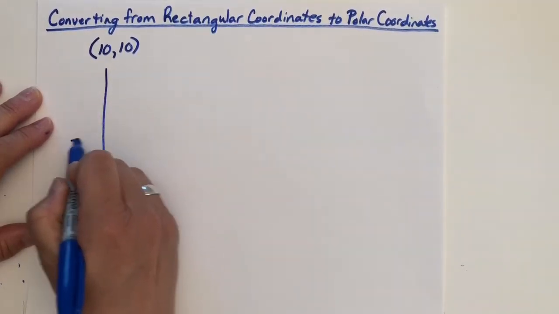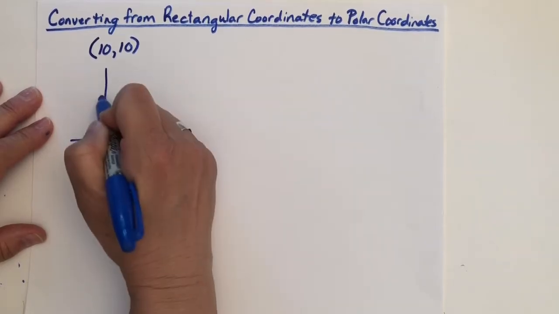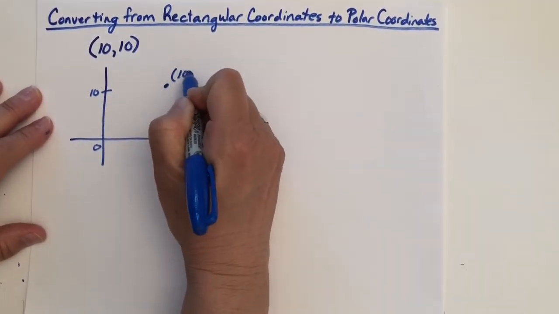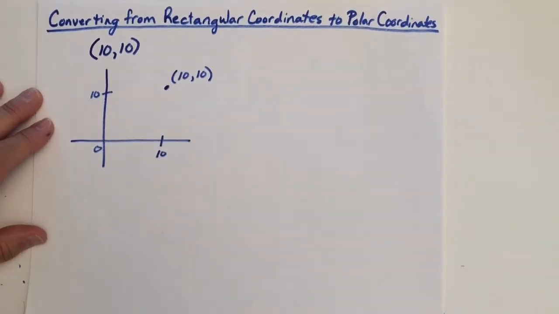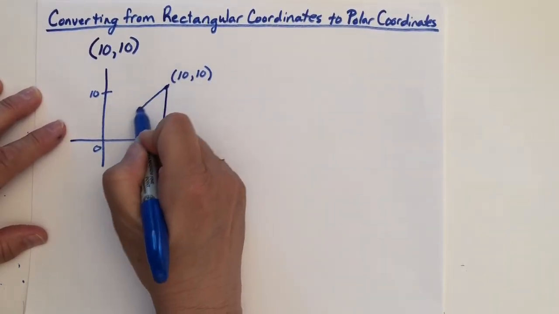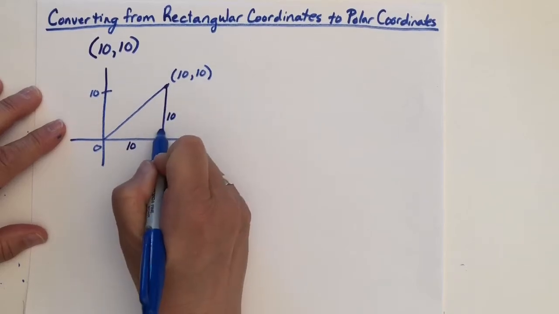So (10, 10) looks like this. It's in the first quadrant. Here's my point (10, 10). And remember, to write the point with polar coordinates, we need an r value and we need a theta value. Well, we have a triangle right here where this value is 10 and this value is 10.